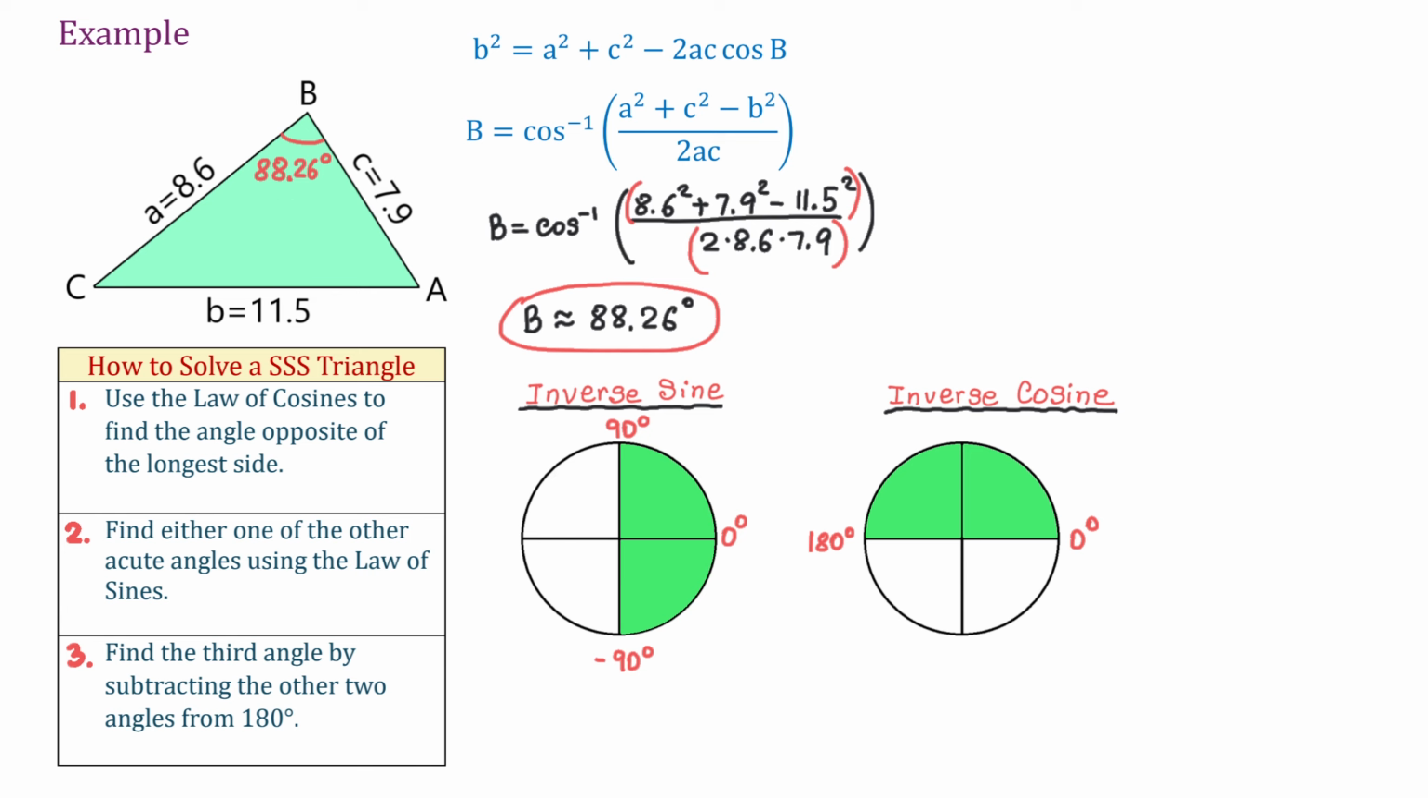And in case you wonder, what if we know for sure that a triangle is not going to have any obtuse angles? Then in that case, we still start with the law of cosines, but it doesn't matter what angle we find first. Now let's move to step 2. In this step, we find either one of the other acute angles using the law of sines. For example, we can find angle A.